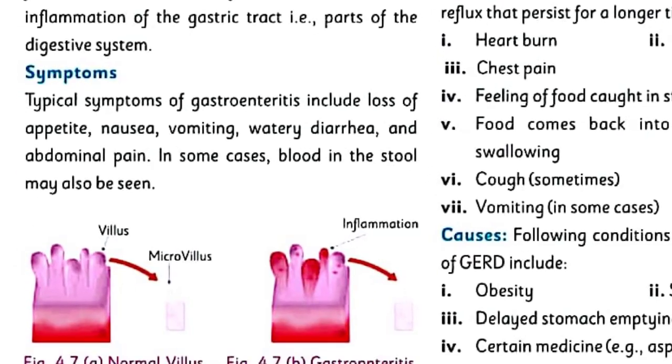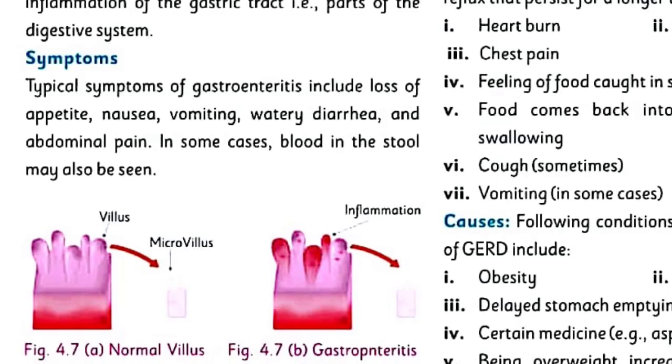Symptoms. Typical symptoms of gastroenteritis include loss of appetite, nausea, vomiting, watery diarrhea, and abdominal pain. In some cases, blood in the stool may also be seen.